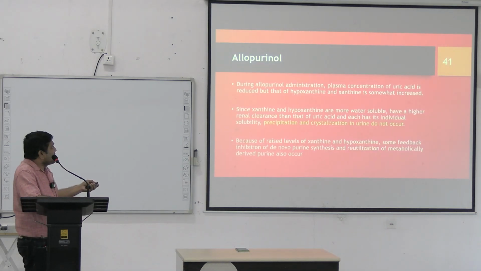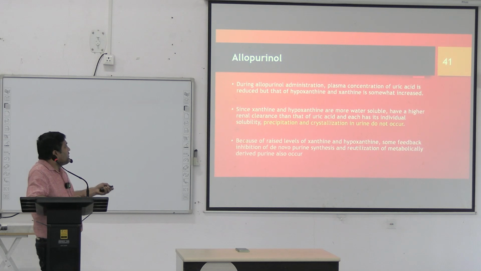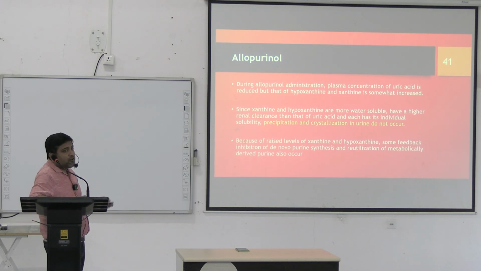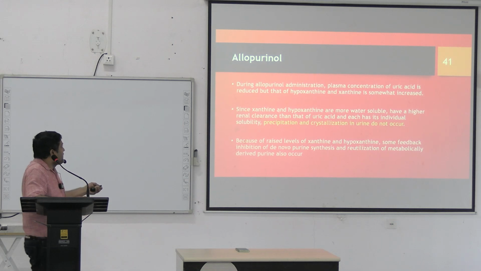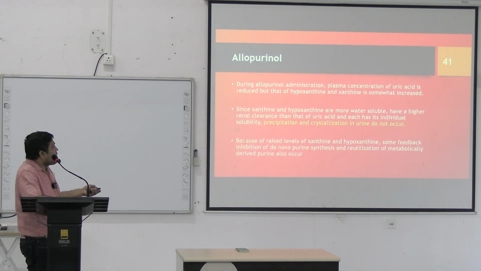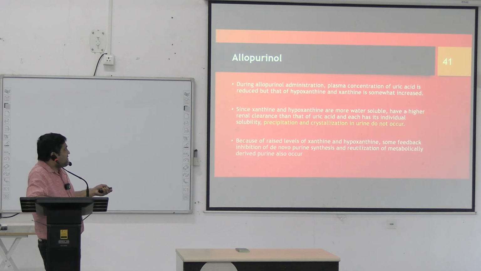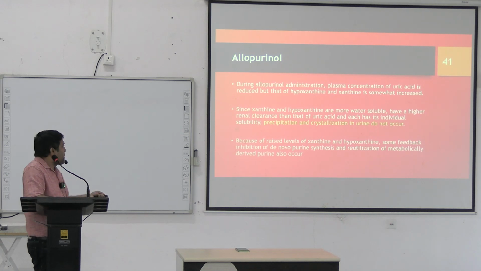During allopurinol administration, plasma concentration of uric acid is reduced, but that of hypoxanthine and xanthine are slightly increased. Since xanthine and hypoxanthine are more water soluble, they have a higher renal clearance than that of uric acid. Precipitation and crystallization in urine do not occur because of increased solubility in urine. Because of raised level of xanthine and hypoxanthine, some feedback inhibition of de novo purine synthesis may be seen.